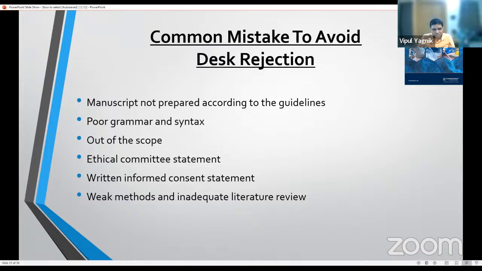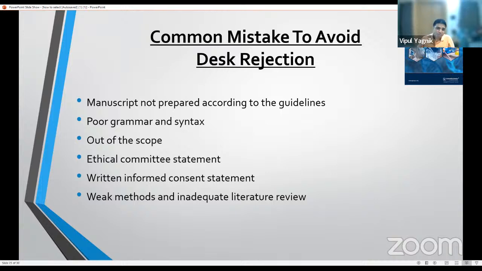Normally, if you submit the manuscript, what should you avoid to avoid desk rejection? Desk rejection means the editor rejects the article immediately without sending it to peer review. So what are the possibilities that will lead to desk rejection? If the manuscript is not prepared according to the guideline, that will lead to desk rejection.